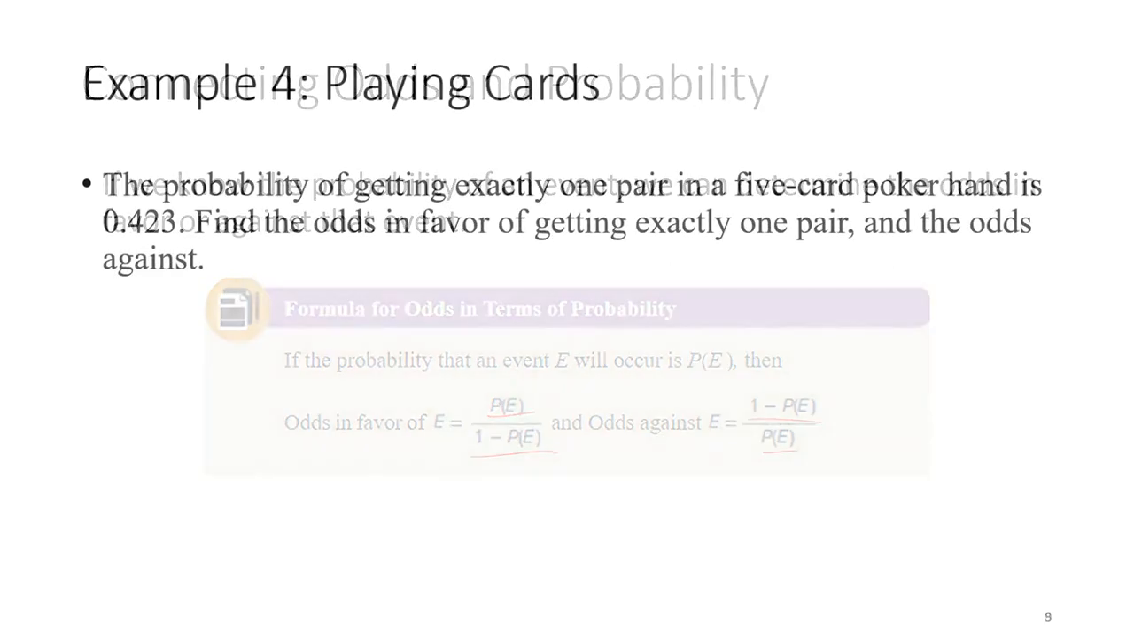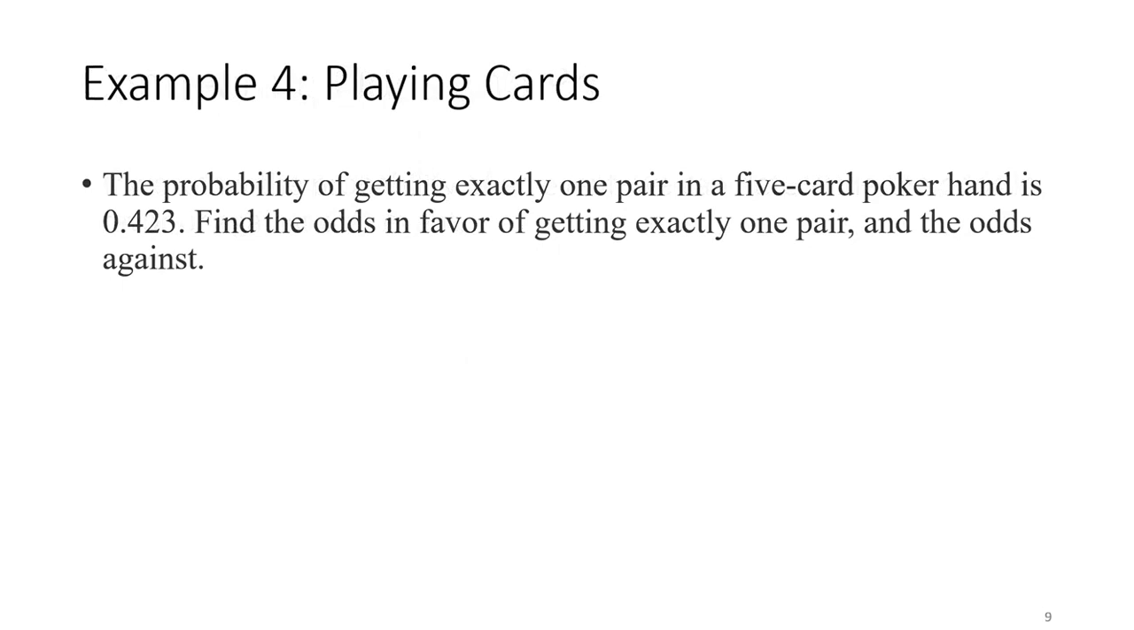So the probability of getting exactly 1 pair in a 5-card poker hand is 0.423, or 42.3%. We want to find the odds in favor of getting exactly 1 pair and the odds against.